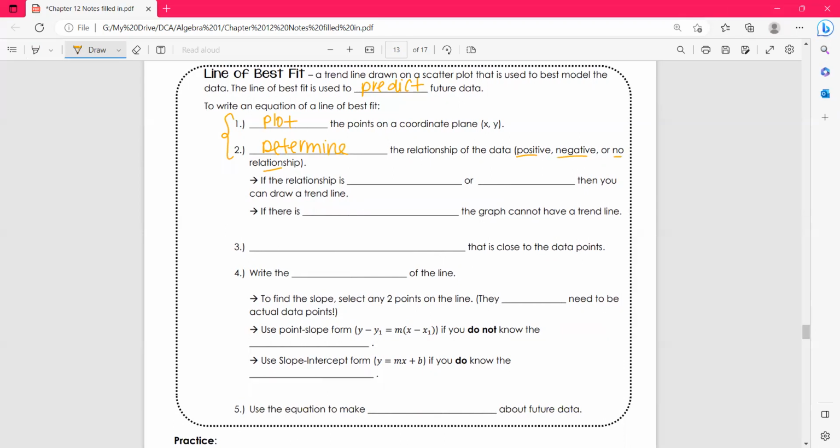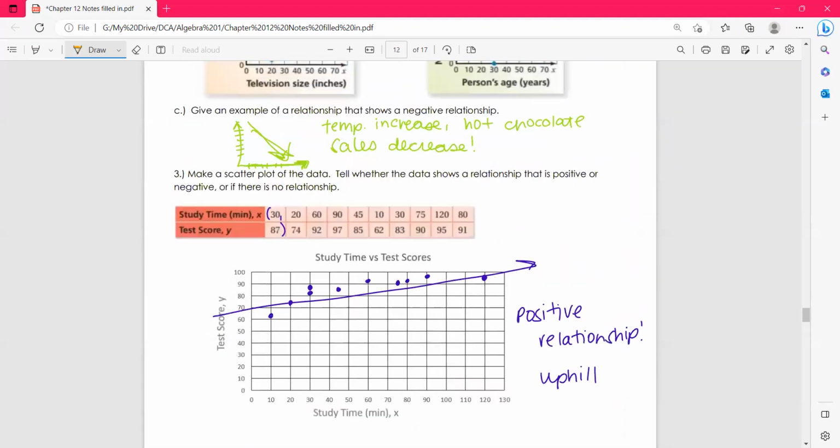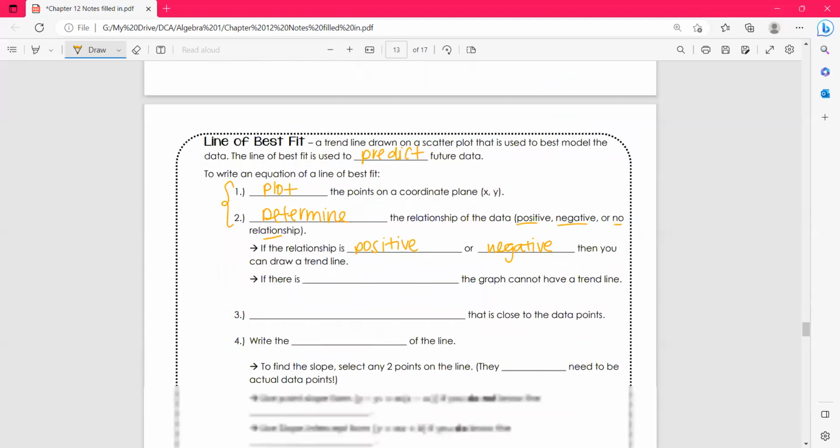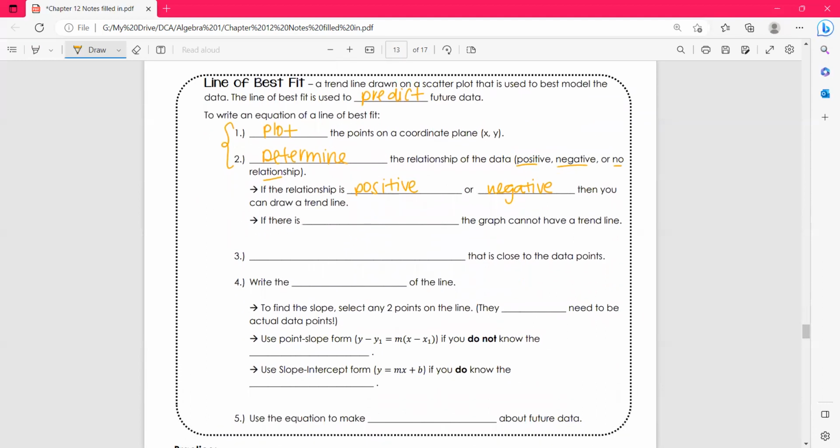If the relationship is positive or negative, then you can draw a trend line. Then we can draw a line kind of like we did up here. This is the line of best fit. Okay, we just are doing it more mathematically now. Then we can draw the trend line. That's what we call the line of best fit. If there is no relationship, the graph cannot have a trend line. So it can only happen if it's got a positive or negative relationship.